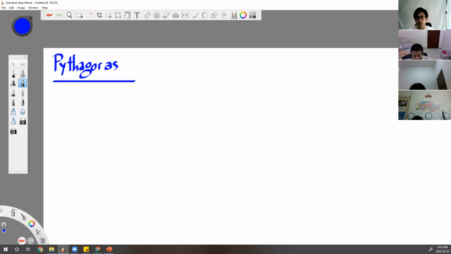Okay, so when we are learning about the Pythagoras rule, it has to be in a specific triangle. It is only applied under this condition, only on a right angle triangle. Why is it a right angle triangle? Because the Pythagoras rule only works in a specific triangle, a right angle triangle. It cannot be anything else.